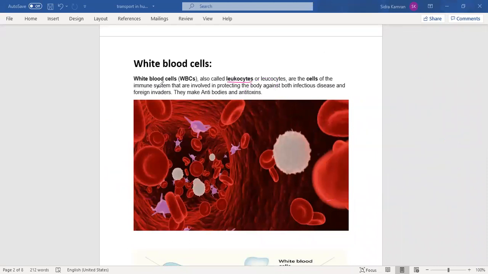What is the function of white blood cells? White blood cells are basically our immune system. These white blood cells provide us immunity. As we said, having more immunity, I can beat the different microorganisms, I can survive different diseases.